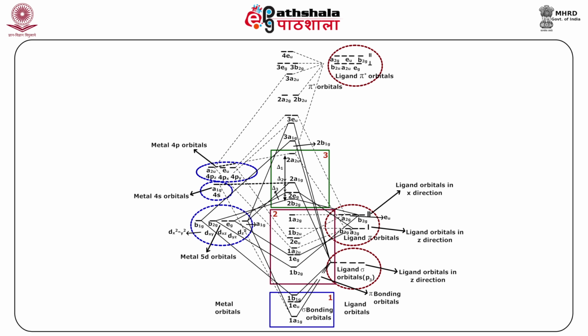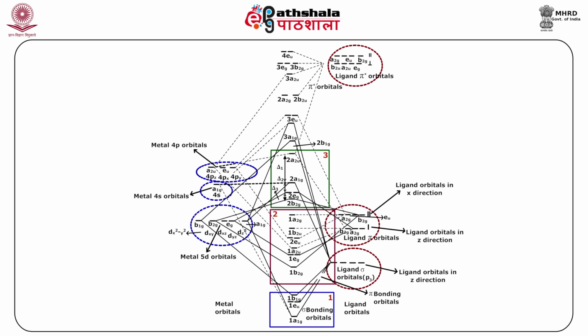Part 1 is the lowest energy set of molecular orbitals formed by the sigma bonding between the metal and the ligands. This part looks quite similar to the molecular orbitals represented before, where we took sigma bonding only. The next is part 2, which has molecular orbitals formed by the interaction of pi donor ligand orbitals with that of metal orbitals. This type of interaction is rather weak and has the effect of decreasing the energy difference between the orbitals of the next higher energy part.